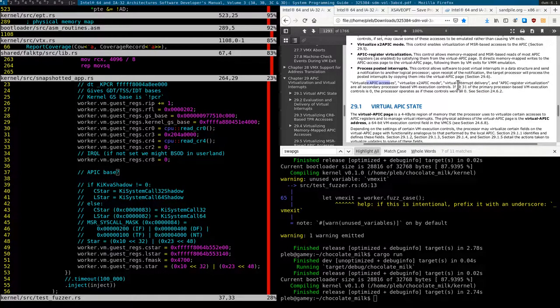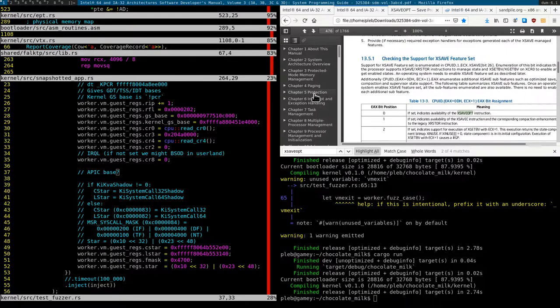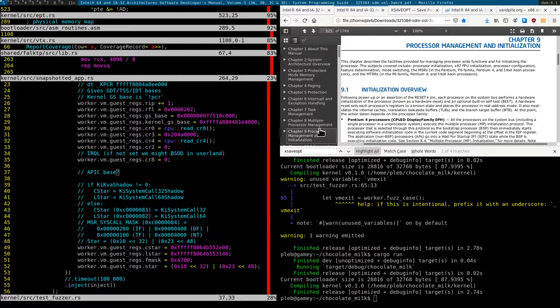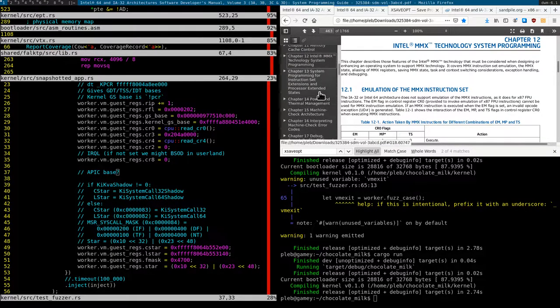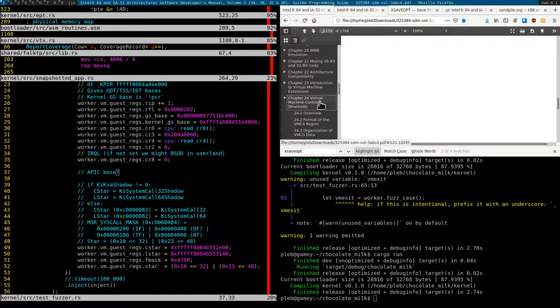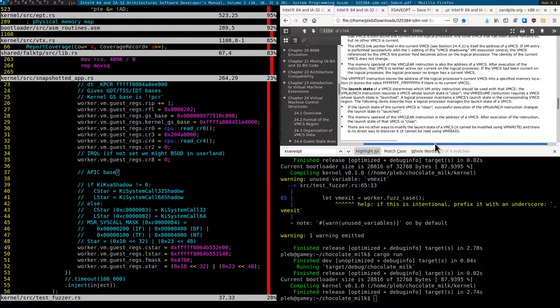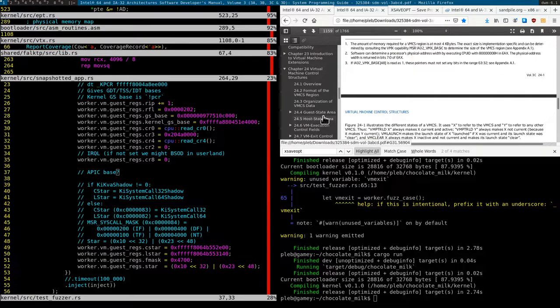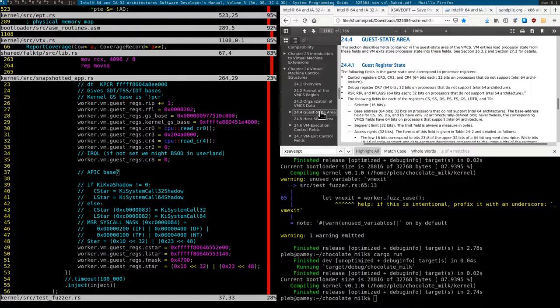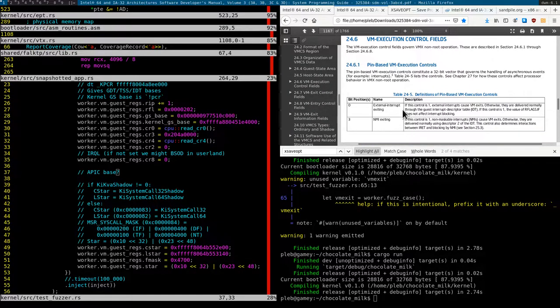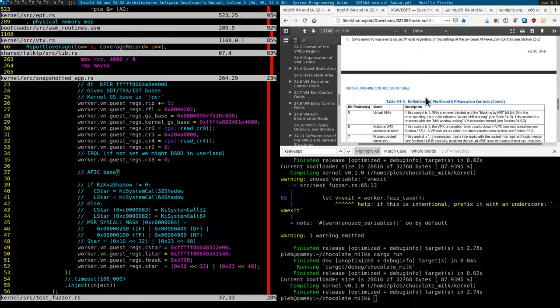Virtualize APIC, virtual interrupt delivery, and APIC register virtualization are all secondary-based controls. Let's go check out what we can set for those. Let's see how many features we have on this machine. Yeah, you just need to give the physical address. You give the physical address, and then we set these bits, right? And then we'll just start getting VM exits for it.